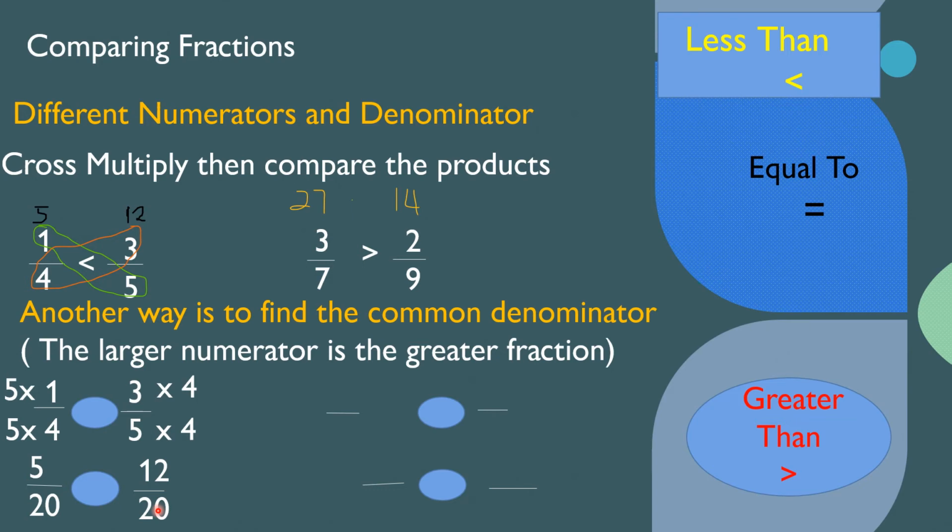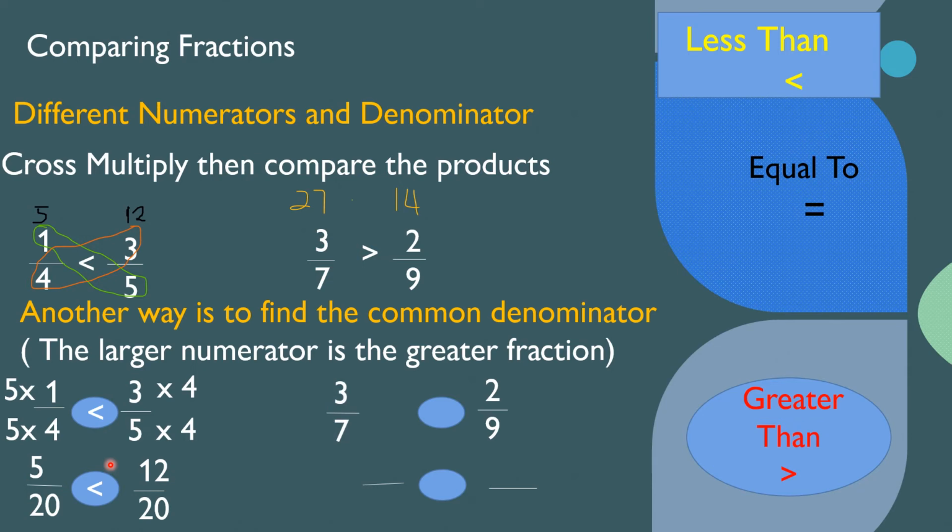Simply, check ko lang yung kanilang numerator. Sabi dito, the larger numerator is the greater fraction. So, ibig sabihin, mas mataas ito kaysa dito. So, since ito ay mababa, ang ilalagay ko ngayon na inequality sign ay less than. So, I can say now that 1/4 is less than 3/5.